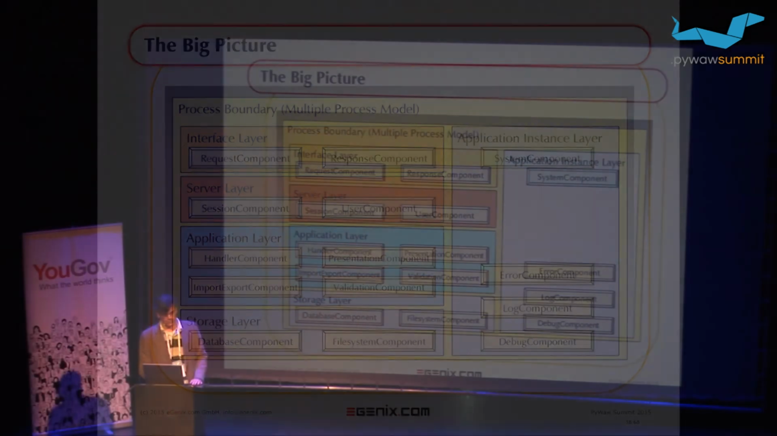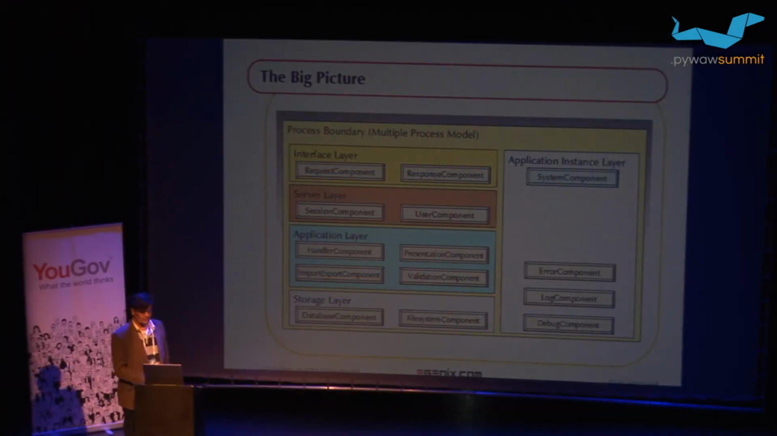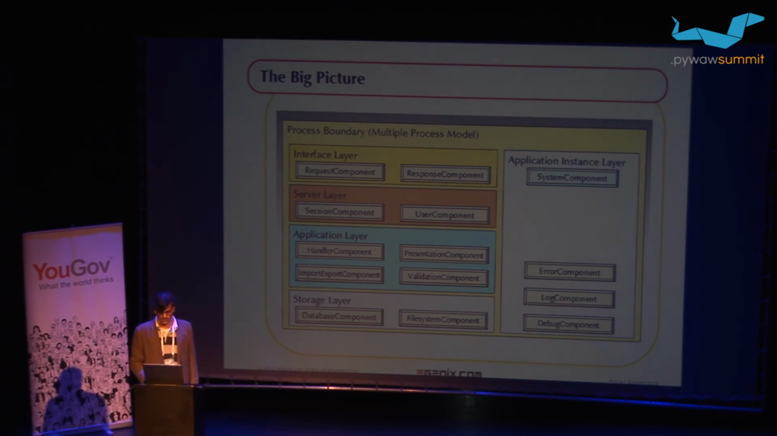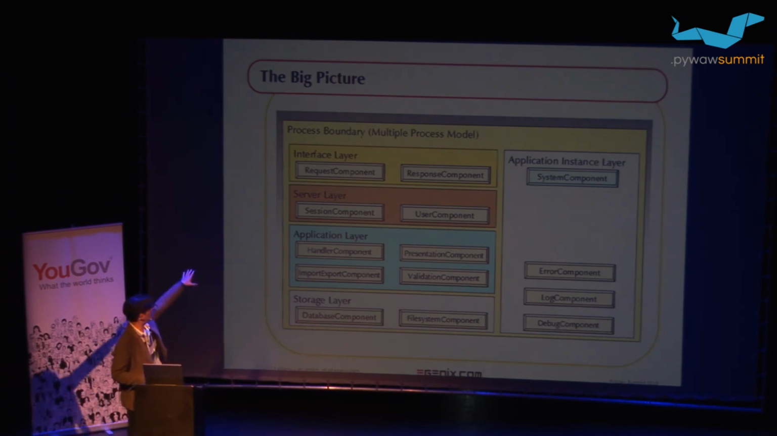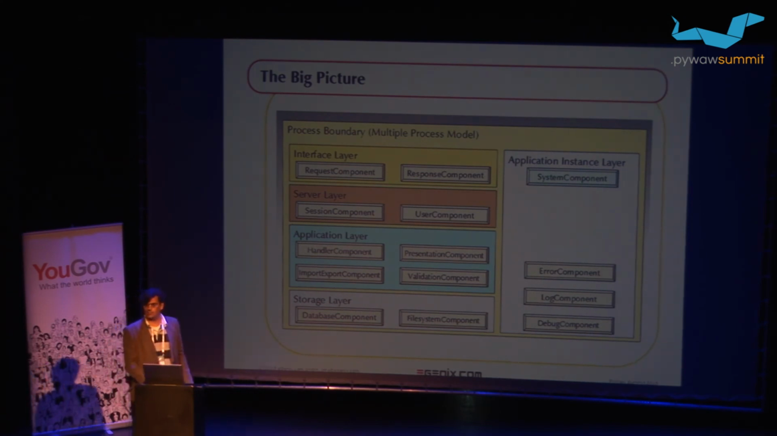So this is a big picture model of how such an application could look. You have the interface layer up here. You have two components. This is, again, for a typical web application server model. You have a request coming in, you have a response going out, so you have components for that. You have a server layer that takes care of the session management, user management. The application layer processes the requests coming in using a handler.